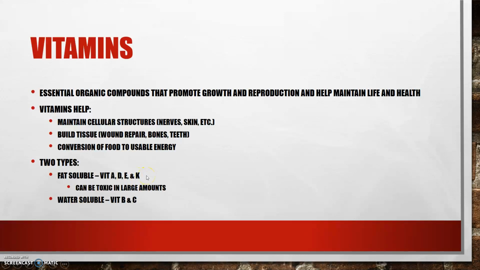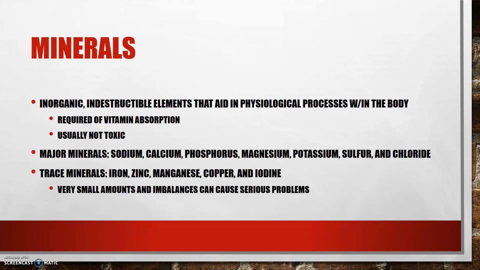We have 2 broad types, ones that will be stored in fat, which are A, D, E, and K, which you don't need to take in regularly because what I don't use I'll store, which also means if I really overeat these, in particular usually from a pill, they can be toxic, versus ones that will dissolve in water, which is B and C, which I need to intake regularly because what I don't use I'll urinate out.